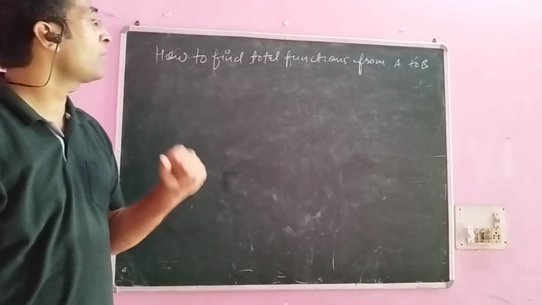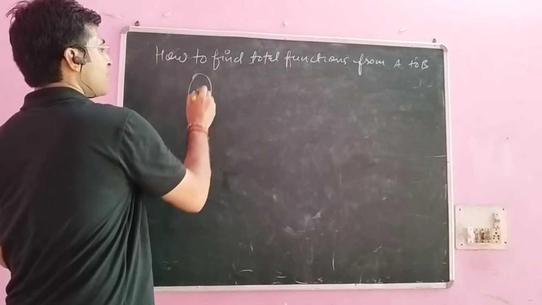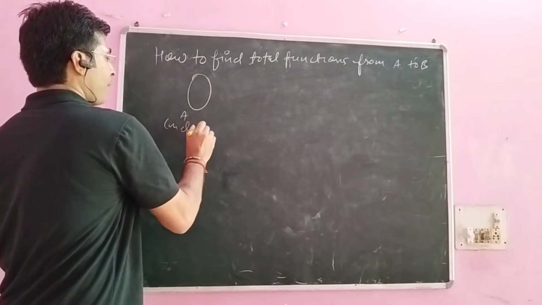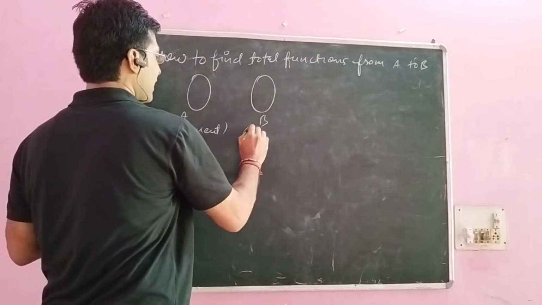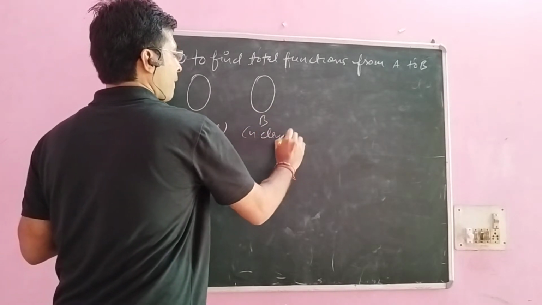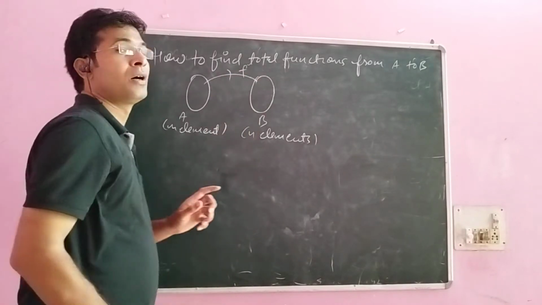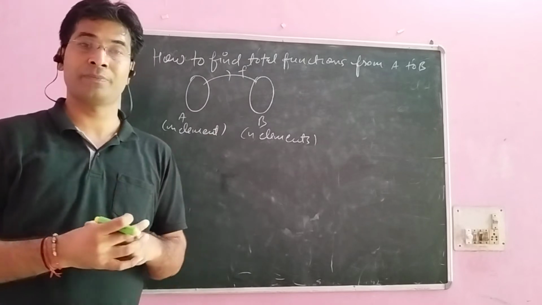In today's class, we are just going to find a formula for how to find the total number of functions from A to B. Suppose there is a set A having m elements and another set B having n elements, and we want to know how many functions from A to B there are.